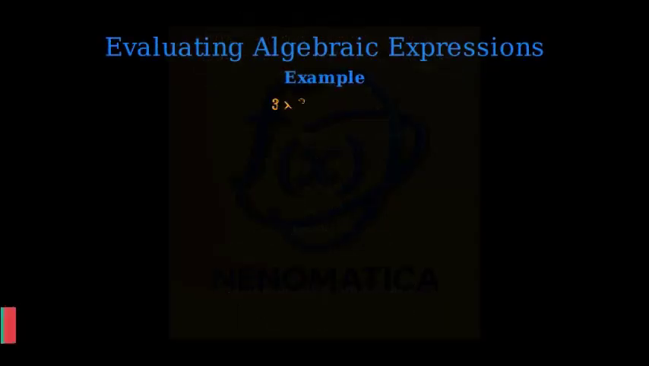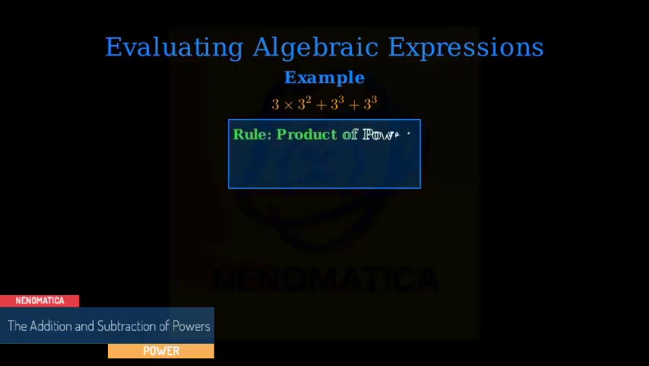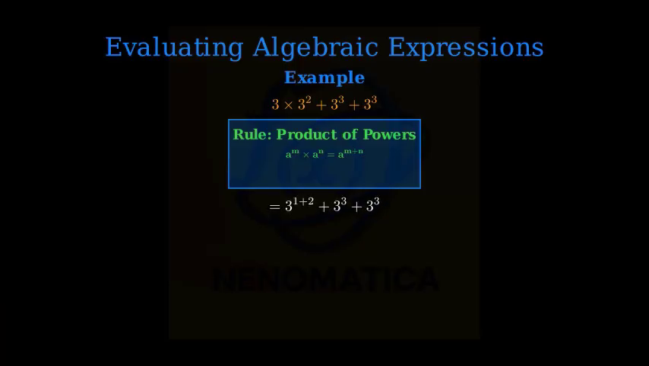We need to evaluate the expression 3 times 3 squared plus 3 cubed plus 3 cubed. First, let's apply the exponent rules. We rewrite the expression as 3 to the power of 1 plus 2 plus 3 cubed plus 3 cubed. This is because when we multiply 3 by 3 squared, we get 3 to the power of 1 plus 2 according to the product of powers rule. Now we can simplify 3 to the power of 1 plus 2. This gives us 3 cubed plus 3 cubed plus 3 cubed.